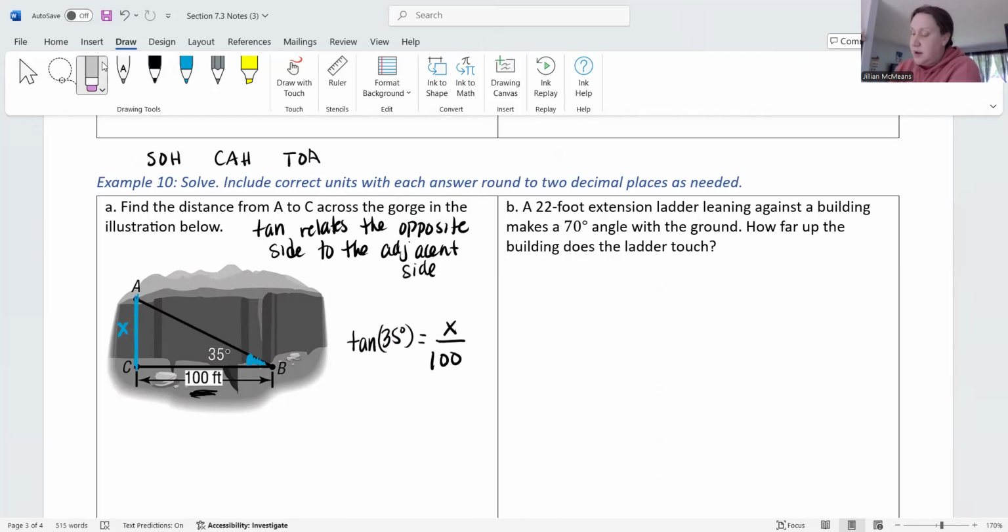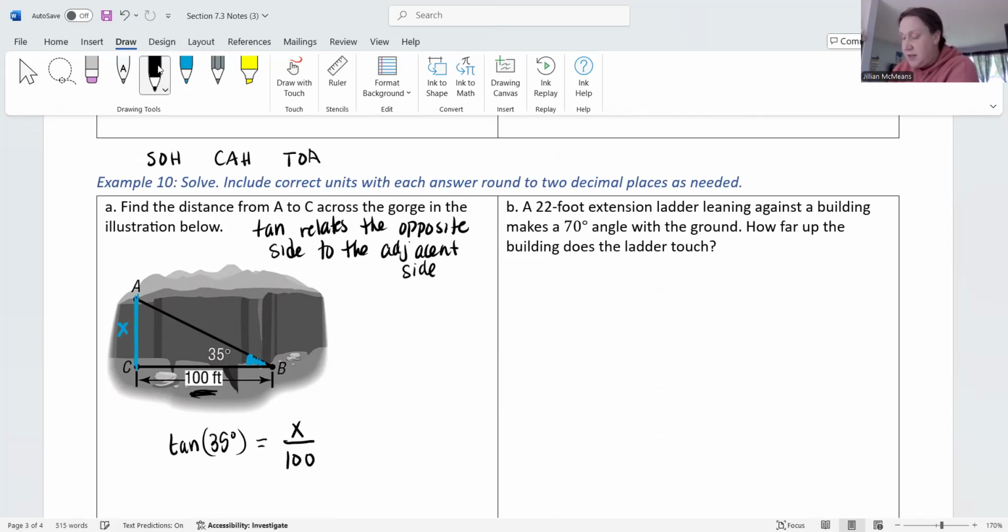Let me scoot this down so I have a little bit more room to solve this. So we have tan of 35 degrees equals the opposite side, which we're just going to label x, over the adjacent side, which is 100 feet. Now, if I wanted to solve this equation for x, I need to get x alone. The issue is this divide by 100. Well, I can get rid of that fraction. I would just multiply both sides of this problem by 100.